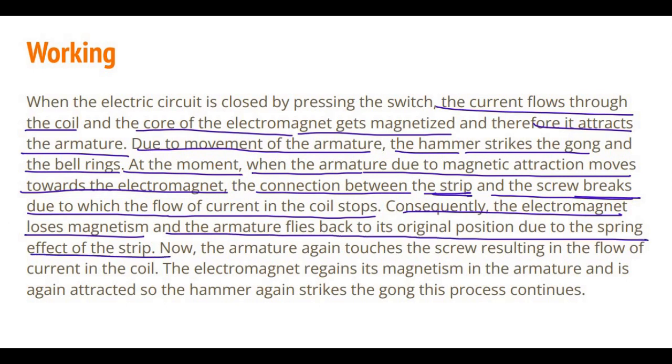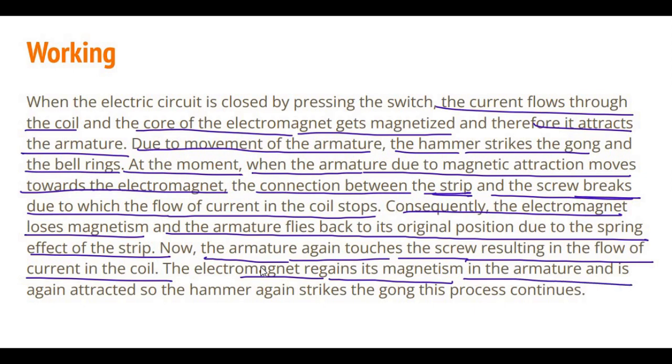So this is what I told, the armature is not attracted now, it went back to its original position because of the springy effect of the spring strip. Now the armature again touches the screw. Now what happened again, it went back, so the armature and the screw again make contact, resulting in the flow of current in the coil. The electromagnet regains its magnetism, and this cycle keeps on repeating, and it again attracts the hammer. The hammer again strikes the gong, and this process continues.